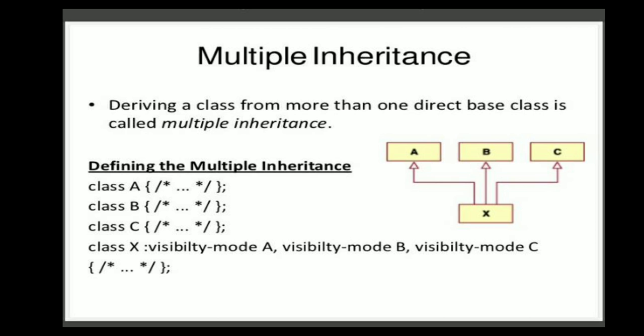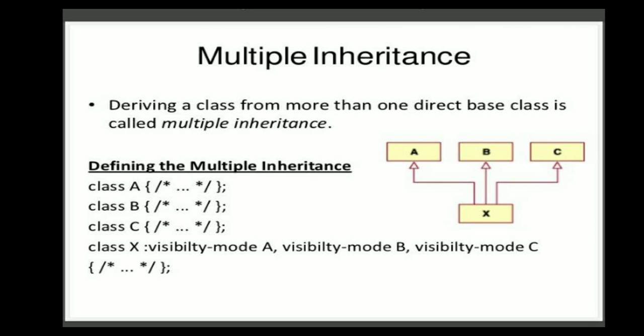Then for this figure we can write the definition. Let's see the definition of that. First class A, that is the base class. Next class B, that is also a base class. Next class C, this is also a base class. From these three base classes, X is a derived class. It is going to derive the entire information from these three base classes.